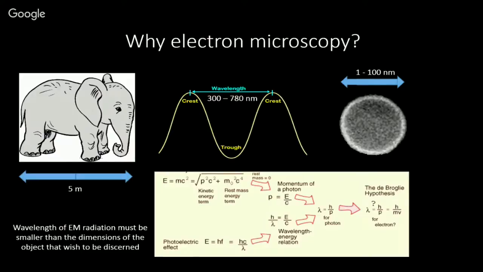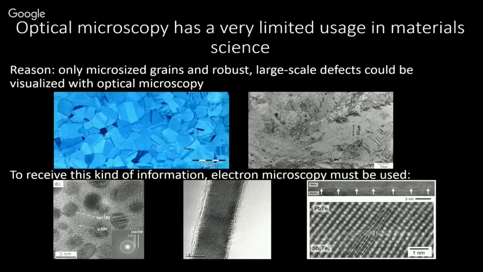And you can see objects that are smaller than the wavelength of light. And that's why we need electron microscopes. That is the reason, a simple reason. Optical microscopy is still used in materials, but again, only to characterize something that's bigger than the wavelength of light. You can see something like this.